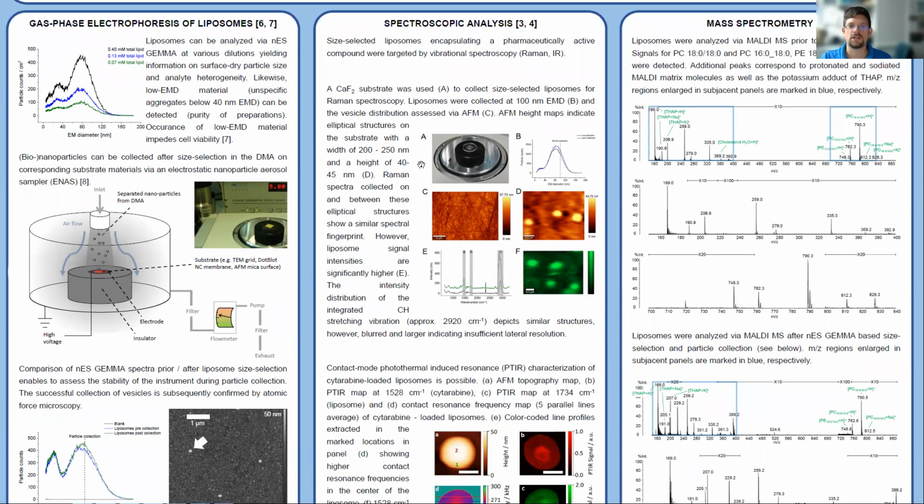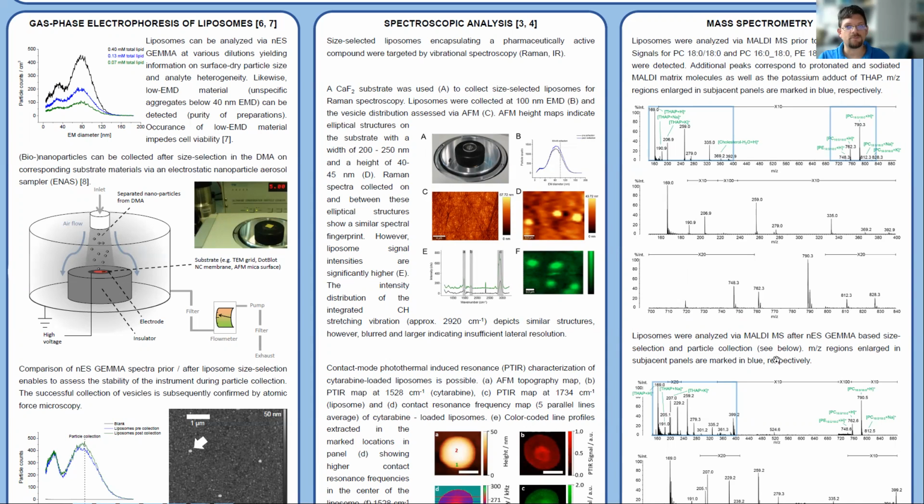Or you can also do spectroscopic analysis, as you can see here in the middle column, for instance, targeting not only lipids forming the liposome, the lipid bilayer of those vesicles, but it's also possible to target cargo molecules which are sitting inside those transporter molecules. Last but not least, it's also possible to target lipid species forming the lipid bilayer, for instance, via mass spectrometry. And this you can see here on the right-hand side.